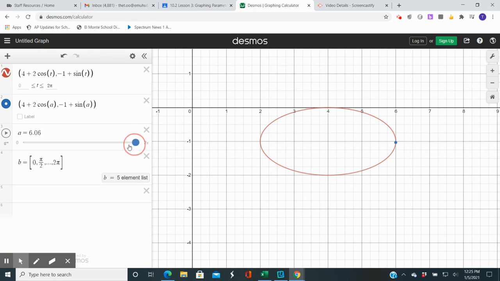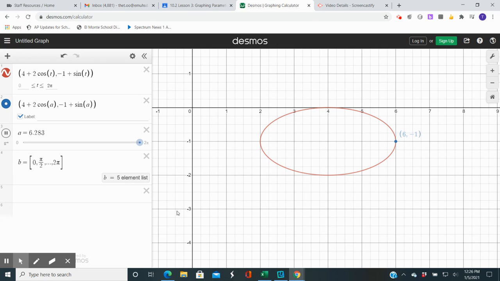And once the slider is added, you can see what happens here. At t is equal to 0, we would have the point 6, negative 1. And what happens as t increases from 0 to 2 pi? You will see that the ellipse is traced out, and it is traced out counterclockwise as t increases from 0 to 2 pi. And when we get to 2 pi, one complete revolution counterclockwise has been completed.